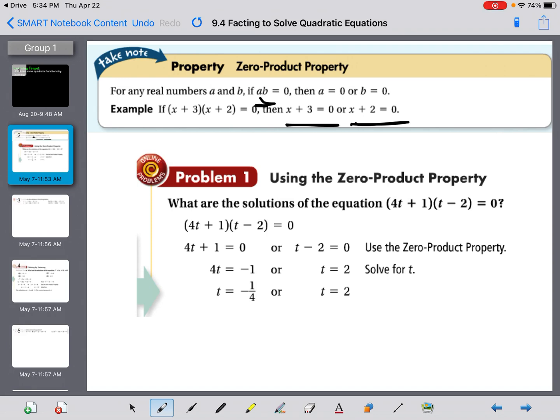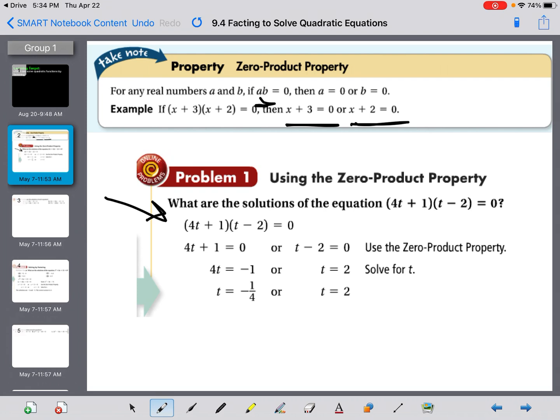So what we're going to do with that down here is we're going to take each one of them and set them equal to 0 and solve. So if they give us, in problem 1 here, 4t plus 1 times t minus 2 equals 0, I'm going to separate them using the zero product property and set each binomial equal to 0 separately.